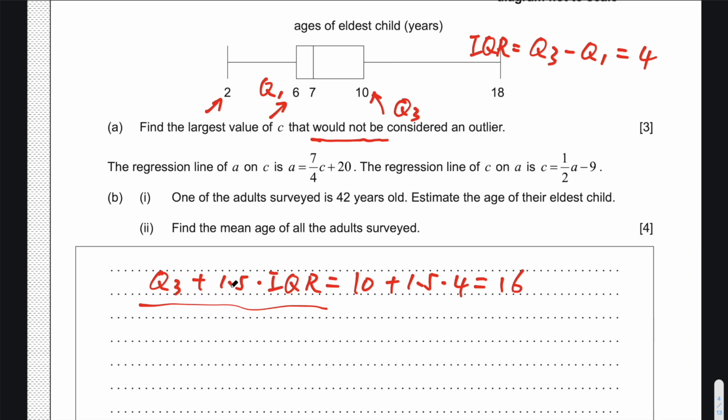So the largest c that would not be considered an outlier would be 16. Any value that is greater than 16 is a large outlier. So that's for part A.